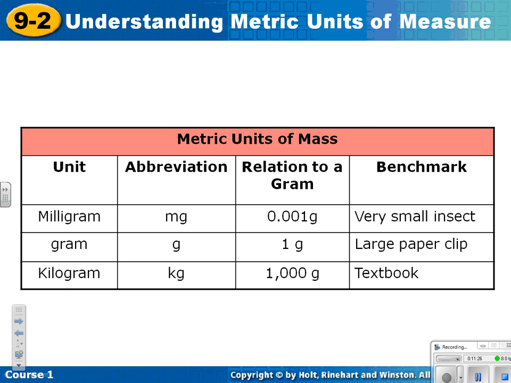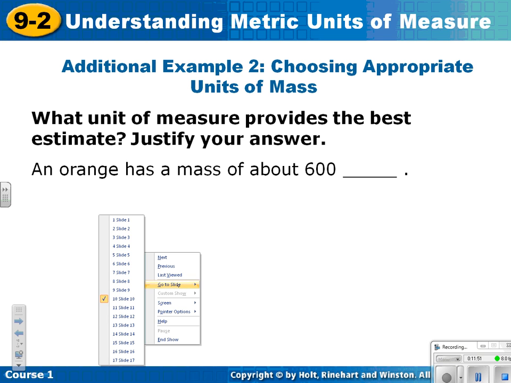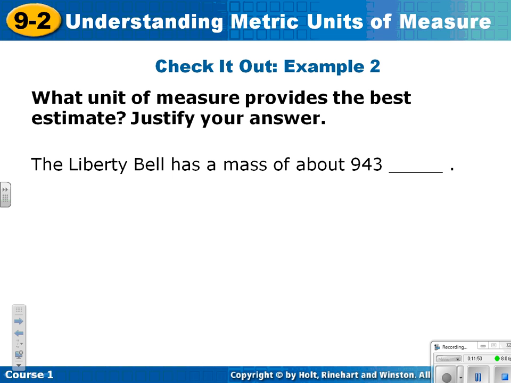Now, an orange has the weight of about 600 what? Milligrams, grams, or kilograms? Grams. 600 mosquitoes isn't quite enough for an orange. It would be about 600 paper clips, okay? So you have to say grams. Next one. Liberty Bell has a weight of about 943 what? We have milligrams, we have grams, we have kilograms. Kilograms, about 943 textbooks. All right?